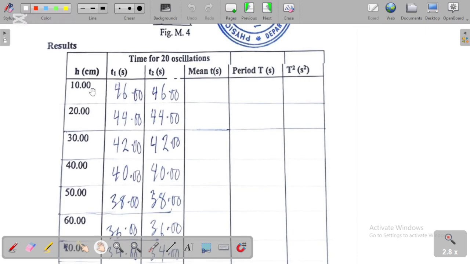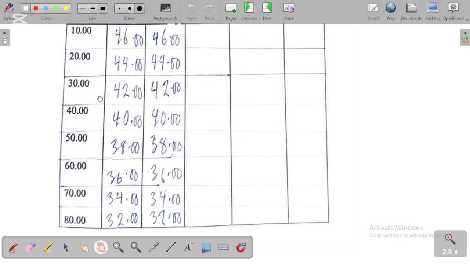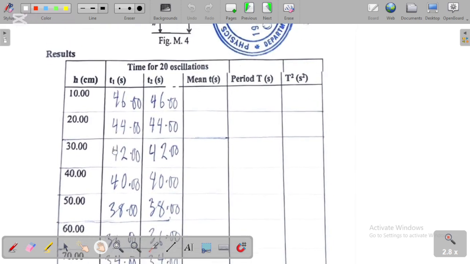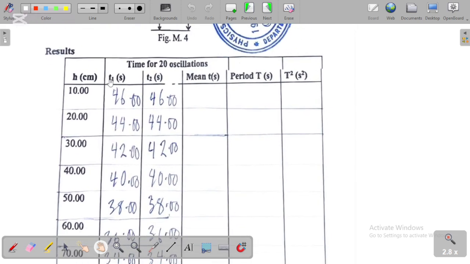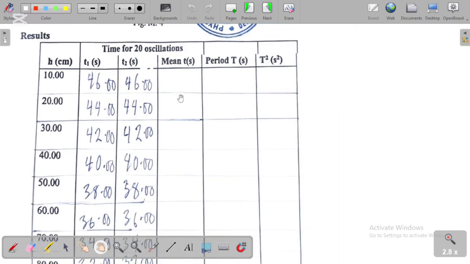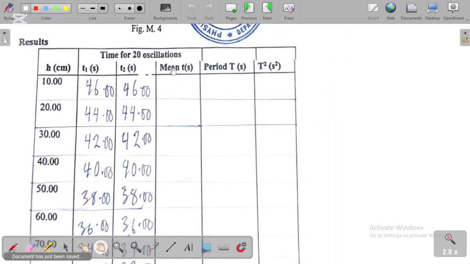Alright, so this is the table. For the first column here, we have h measured in centimeters. We have 10, 20, 30, 40, 50, 60, 70, and 80. And here we have T1 and T2, both measured in seconds. Alright, so our major task here is to find the values of mean t, period t, and t square.